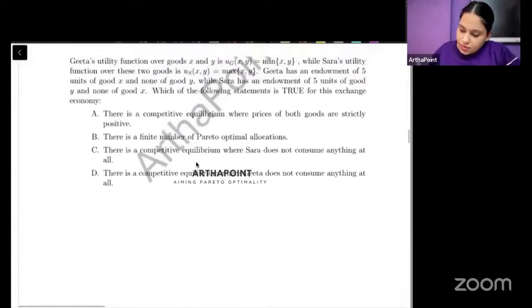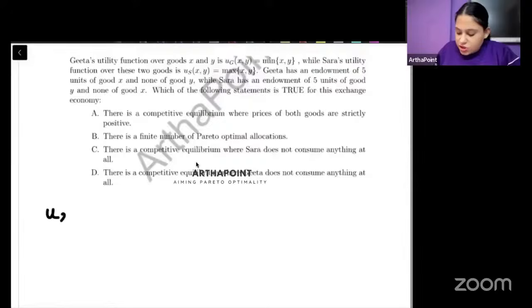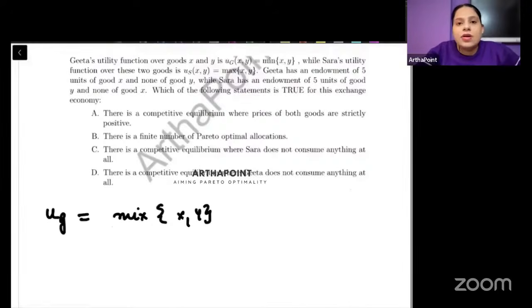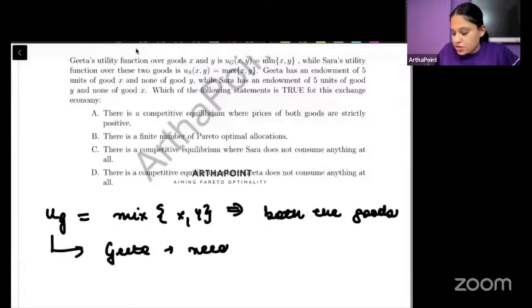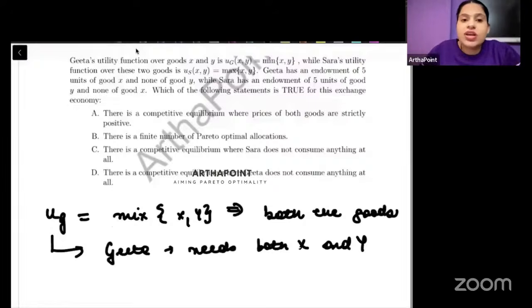First of all, the utility function of Gita is given as a min function. One property of the min function is that whoever has a min function will consume both the goods. It means that Gita in competitive equilibrium needs both good X and good Y. They are complementary goods. वो एक को consume करके she cannot go ahead and she cannot survive. She needs both the goods.